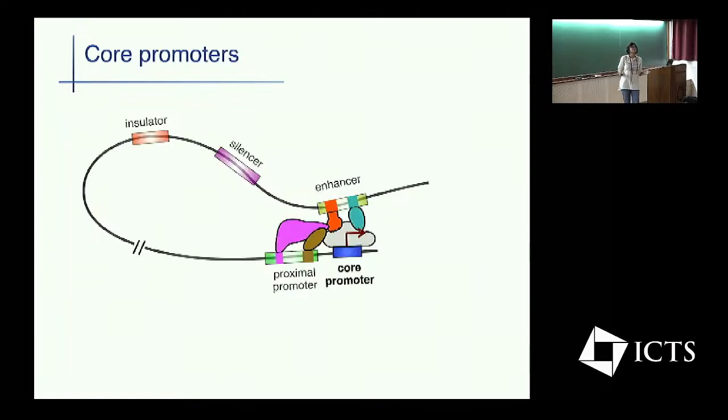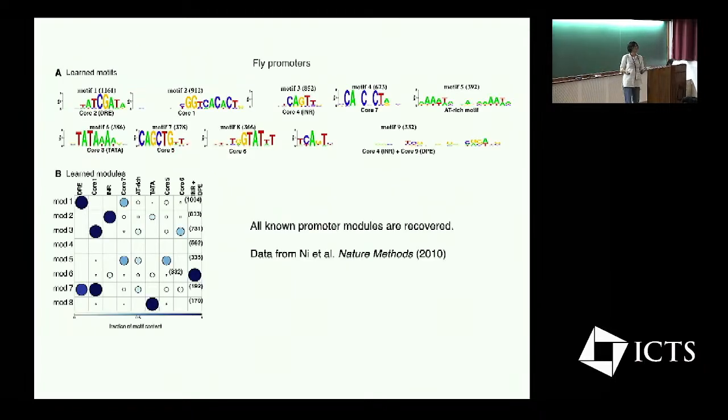So how does it do on real data? We went step by step. Let's try core promoters, where we know a little more about what to expect. This is in fly. None of this is known. After we get the motifs, we go back to the database and see which ones they match to. So it learns the motifs that are the usual suspects, along with some that don't have a name. We don't know what they are. And these are the partitions that it finds.